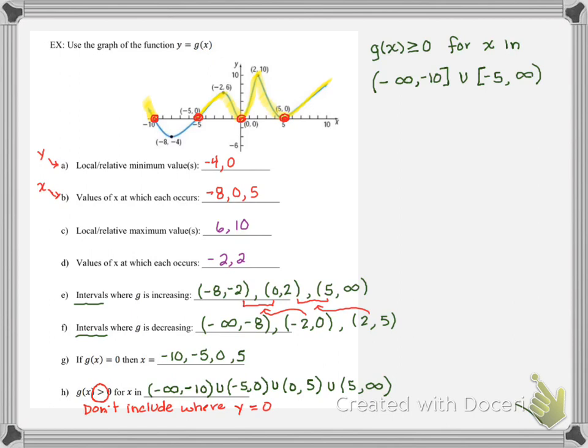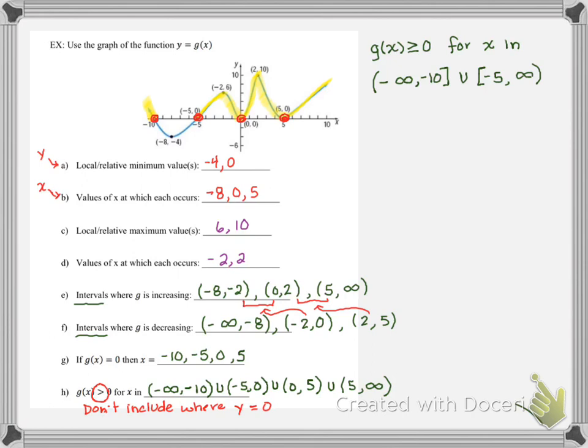In intervals, why don't you use brackets when you're including just x points on the graph? Why do you use the open brackets? Because we're not including the endpoints. So down here, we're not including -10, -5, 0, and 5, because those are the points where g of x is equal to 0, and we only want the points where g of x is greater than 0.